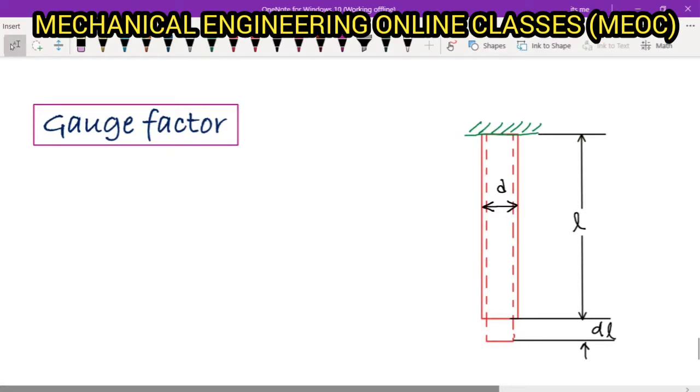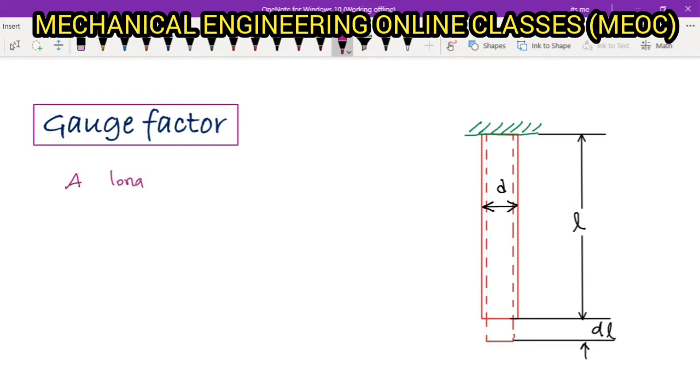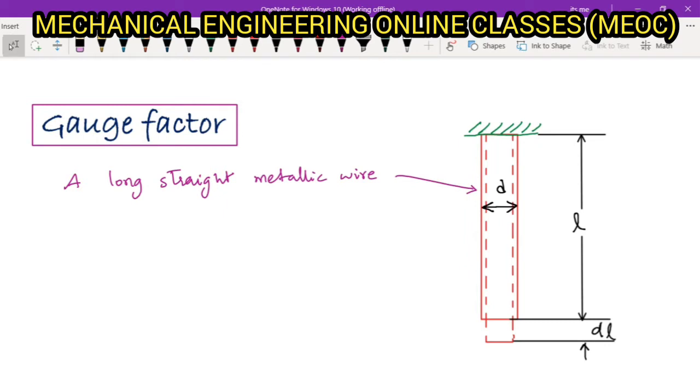In this video, let us derive an equation for gauge factor. For that, I am assuming a long, straight, metallic wire. The red color one is the long, straight, metallic wire whose initial length is L, and the circle. We know the formula for resistance.